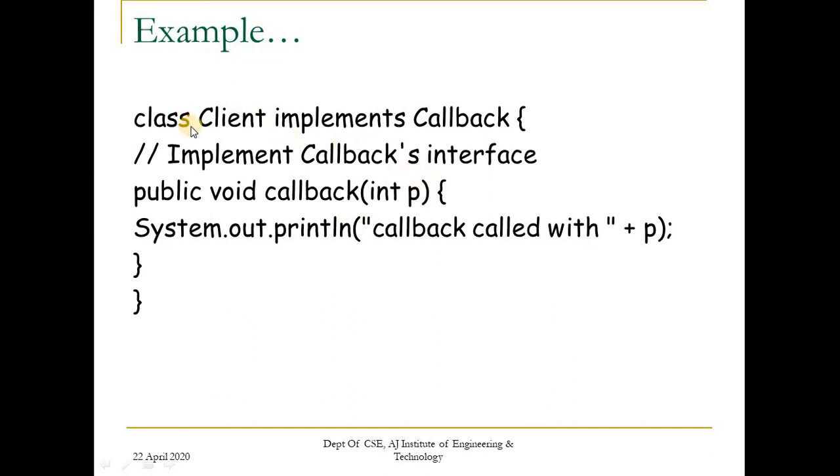Now this class Client implements Callback. So Client is the class that is going to implement the callback interface. Now, as we have already told, the implementing method should be public. So the implementing method should be public. That is why this is the implementing method. It has to be public, and also the type signature of the implementing method should match exactly the type signature of the method defined in the callback interface.